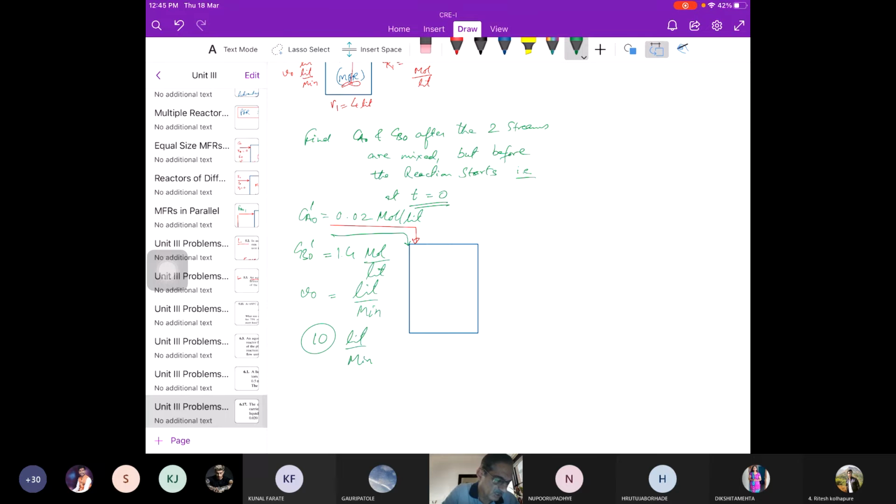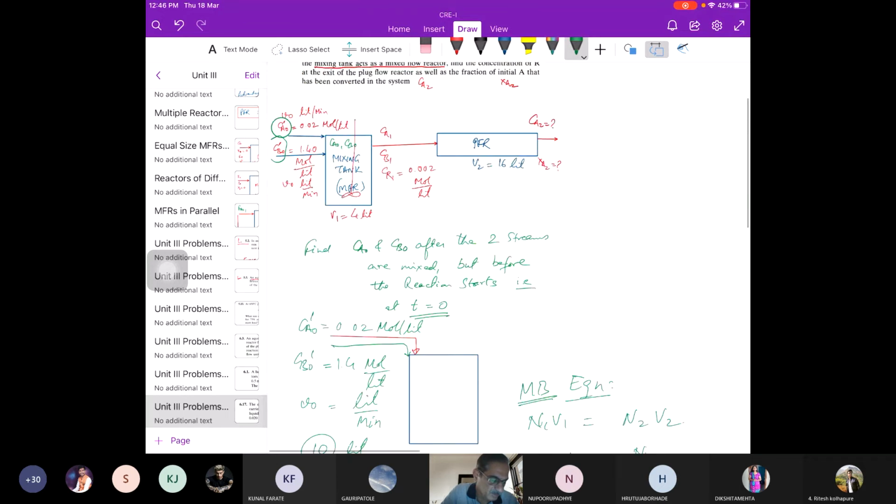Then I can use N1V1 equal to N2V2. This is nothing but material balance equation. So if I do it for A, initial concentration is 0.02. Volumetric flow rate is 10, suppose. Final concentration I don't know. Volume V2 कितना होगा?